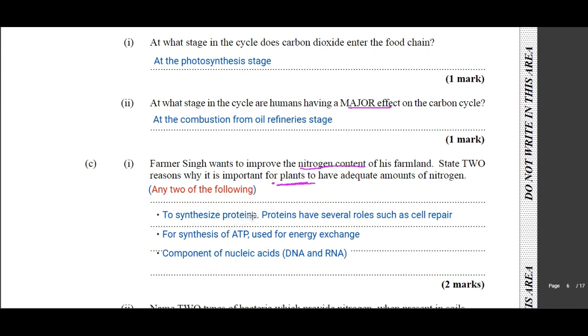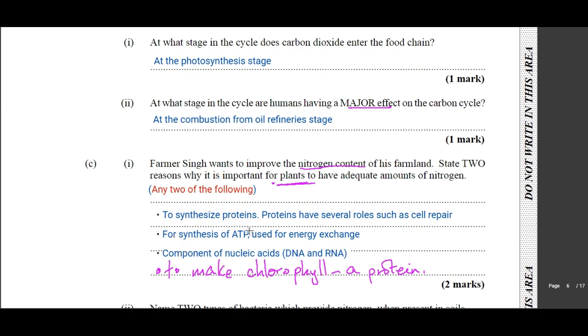So we have one, synthesized proteins, and proteins have lots of roles, right? You have cell repair, you have components of cells, we have several crucial molecules, chlorophyll. In fact, you can even go as simple as saying to make chlorophyll, because chlorophyll is a type of protein. And chlorophyll is crucial to the plant's life, yeah? So you can even state that as well. And any two of those will be your answer.